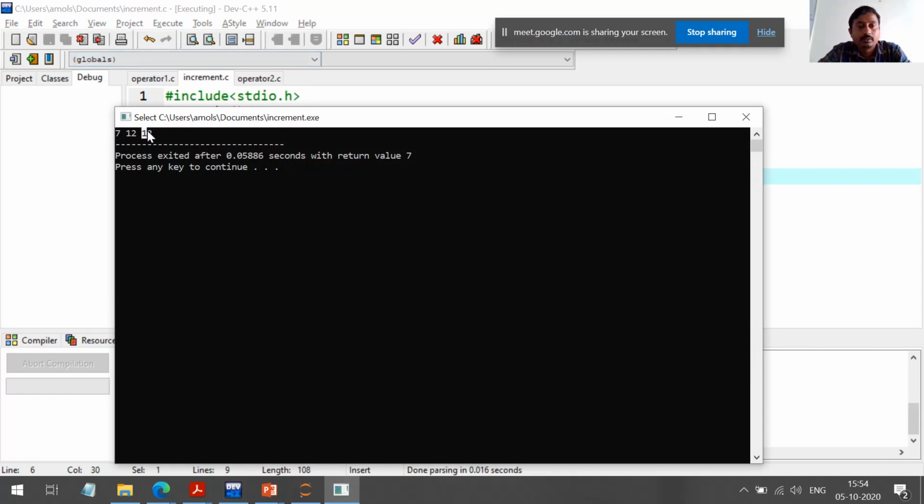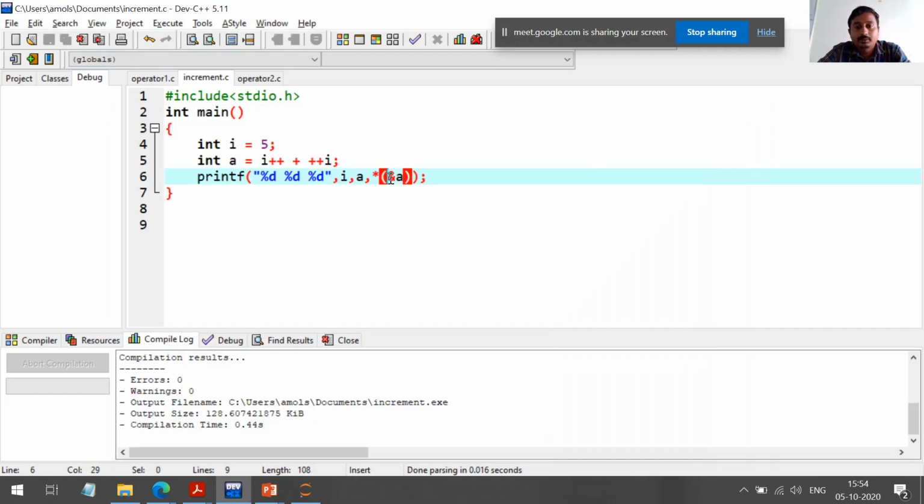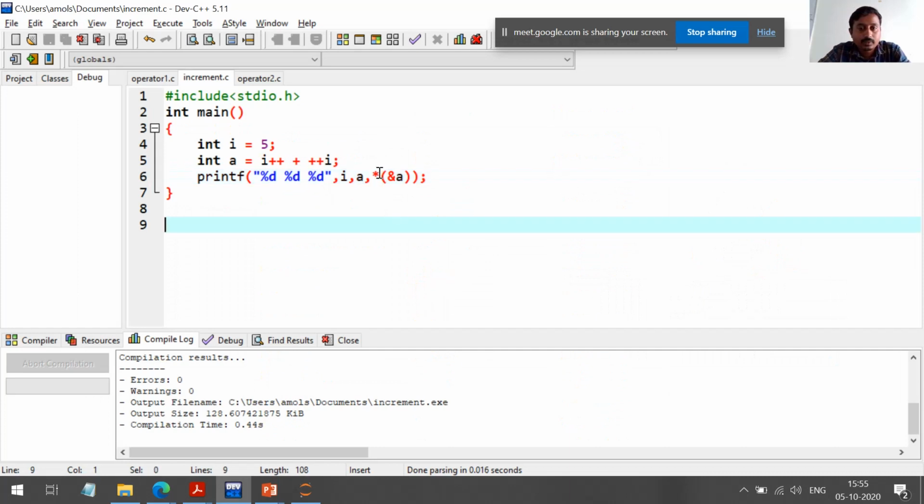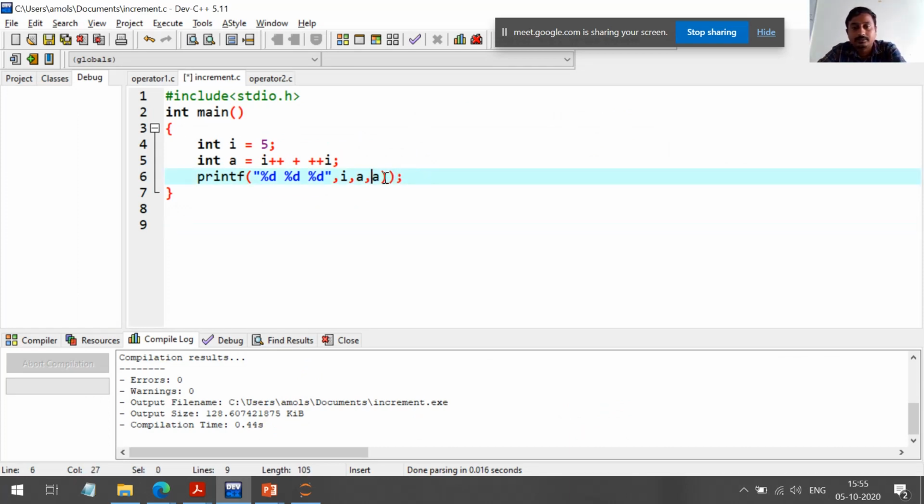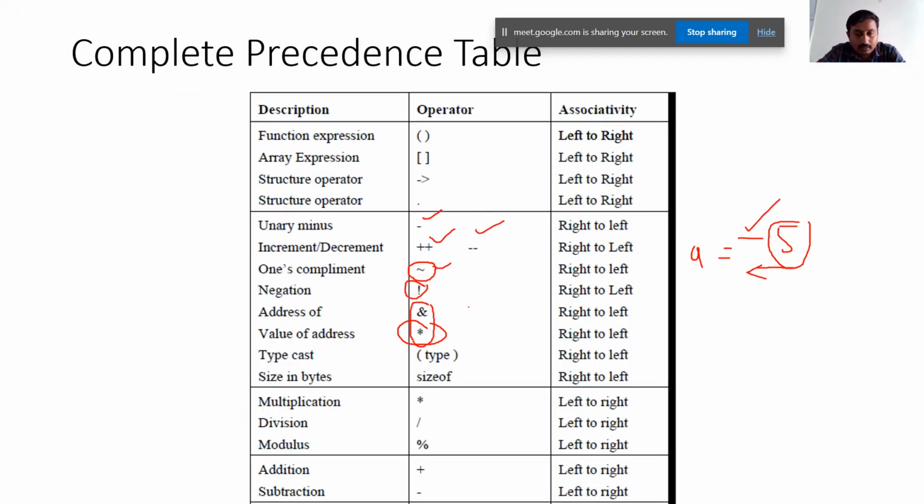So what is happening? The ampersand symbol is giving me the address, and star is saying you give me the value at that address. So simply they will cancel each other, and you will get A. And this star is there for multiplication also, that depends on the context. When we don't have any variable on the left side of the star, it will be treated as a value of address. Then we have the typecast operator.